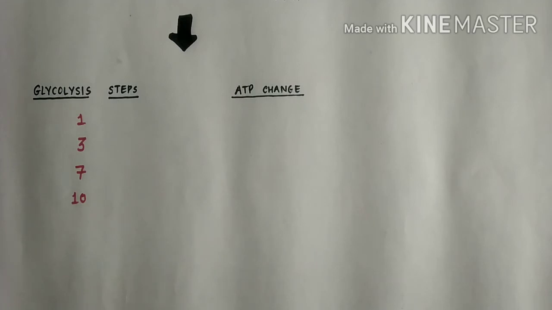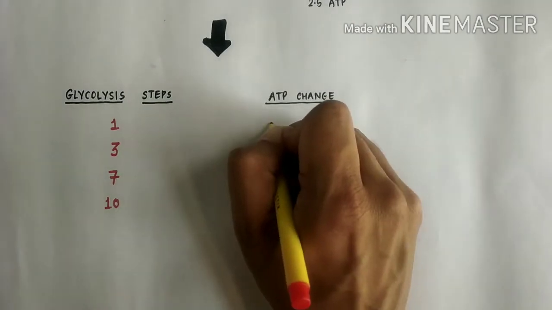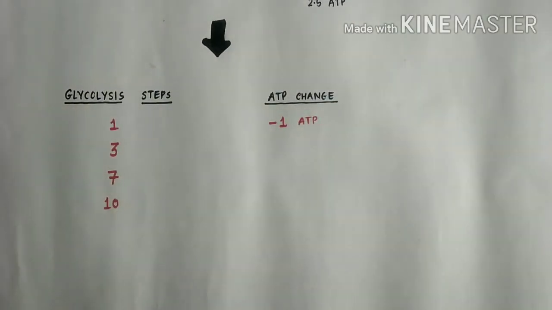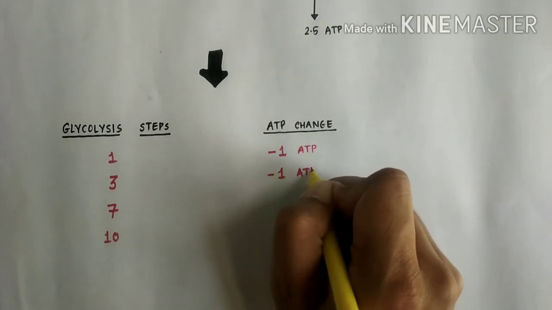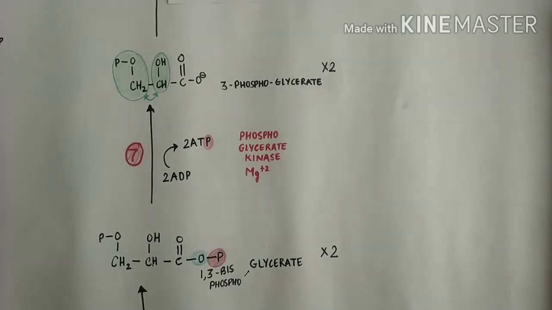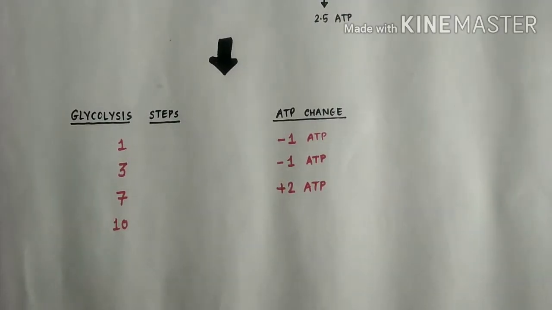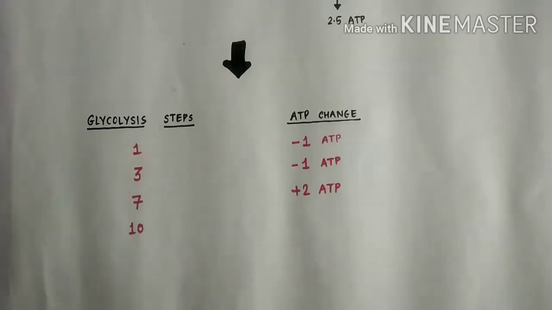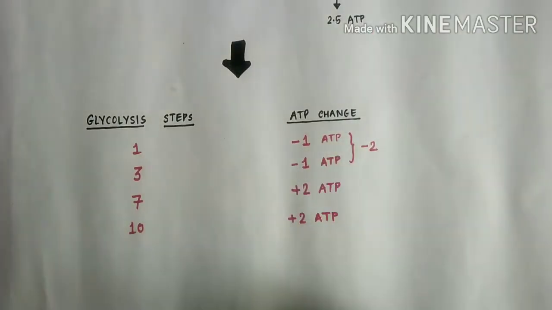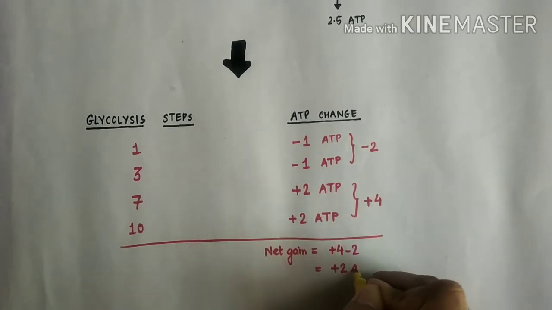So in step 1, 1 ATP was used, so minus 1 ATP. In step 3 again, 1 ATP was used, so minus 1 ATP. In step 7, 2 moles of ATP were released, so plus 2 ATP. Similarly, in step 10, 2 moles of ATP are released, so plus 2 ATP. Doing the maths, we get the net gain of plus 2 moles of direct ATP.